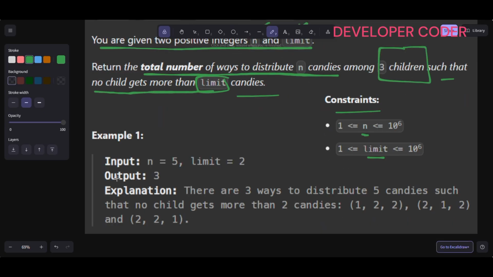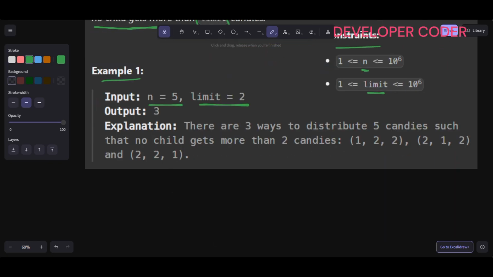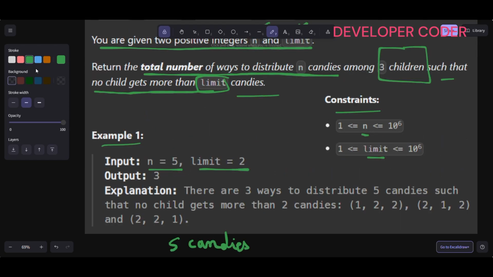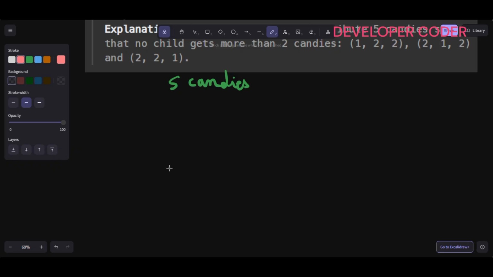All right, now see this example number 1. So n is equal to 5 and limit is equal to 2, right? So we have 5 candies, and limit is 2, and there are a total of 3 children only, right? So let's say this is child 1, child 2 and child 3. So let's name them A, B and C. Now just see child 1 first.